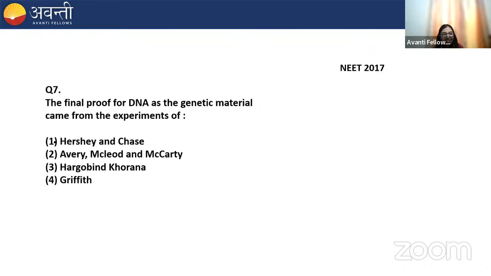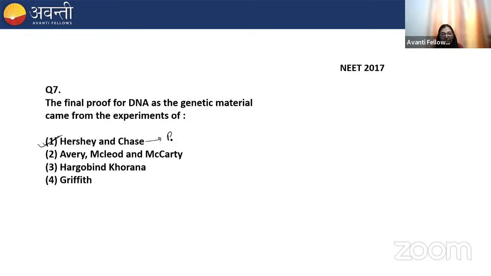Moving next. The final proof for DNA as a genetic material came from the experiment of dash. One is Hershey Chase, second is Avery MacLeod McCarty, third is Har Gobind Khorana, fourth is Griffith. What do you think? What will be the correct option for this question? Very good, Shishni. So the final proof for the DNA as a genetic material came from the experiment of Hershey and Chase.